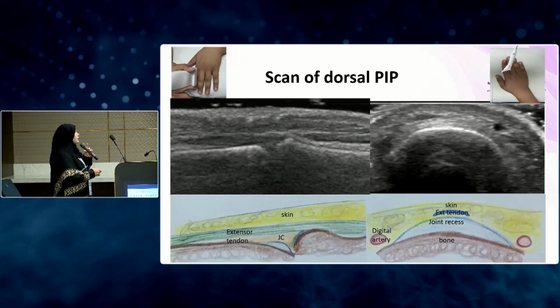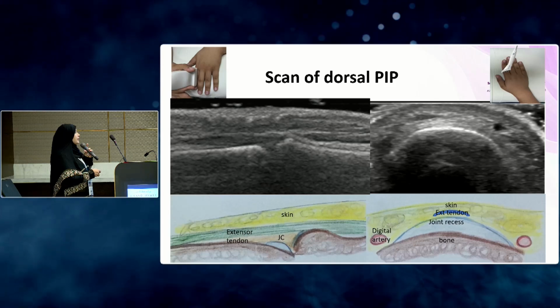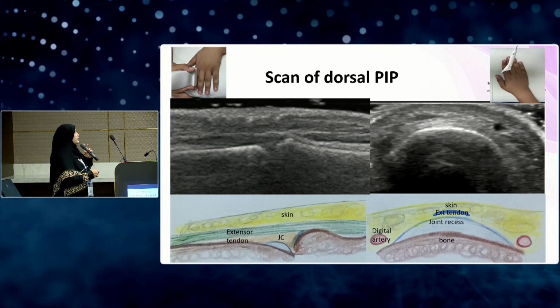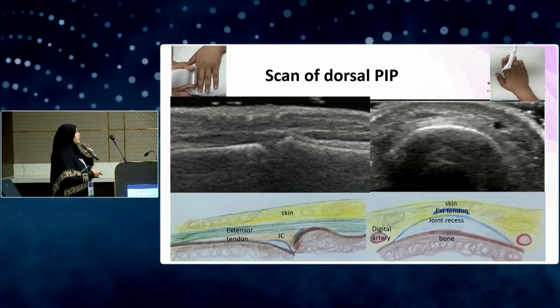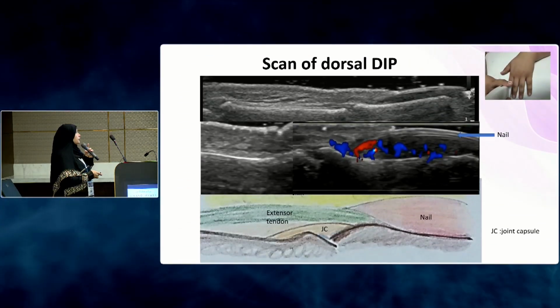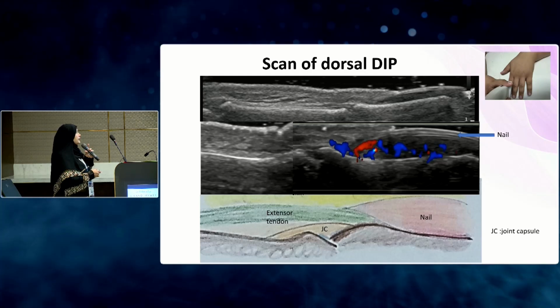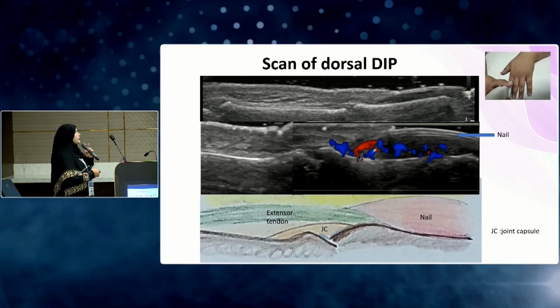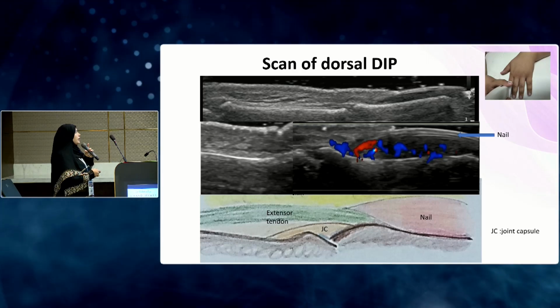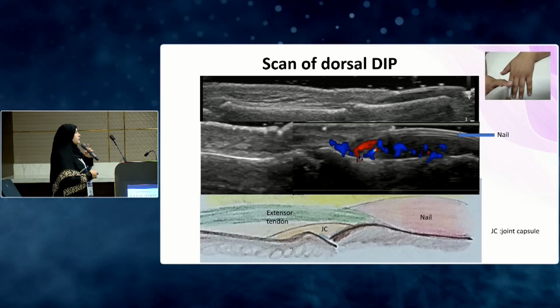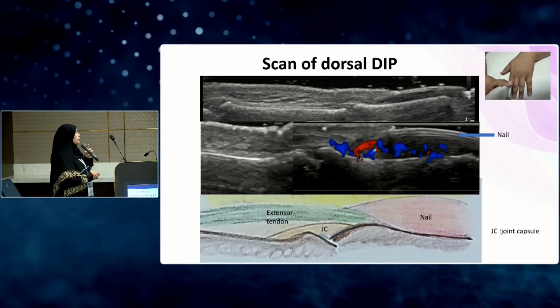Moving to the PIP joint, which is a slit-like joint, not like the MCP joints, with the extensor tendon on top and the capsule as well as the recesses in longitudinal and transverse scan. And the DIP, again a small slit joint, and you can appreciate the attachment of the extensor tendon at the base of the distal phalanx, which is a site of enthesitis in case of seronegative spondyloarthropathy.